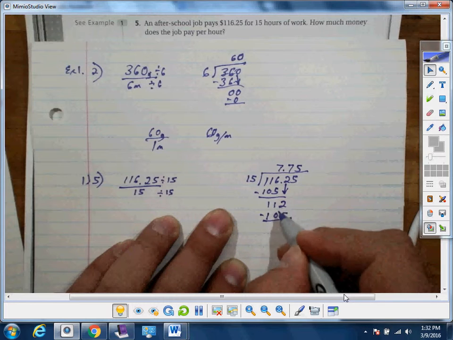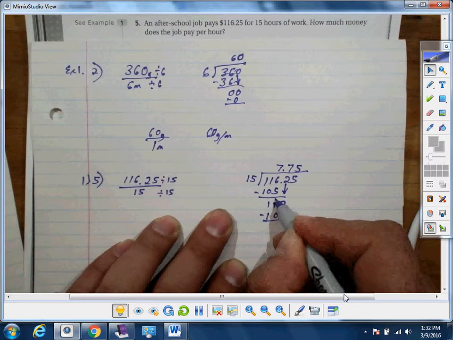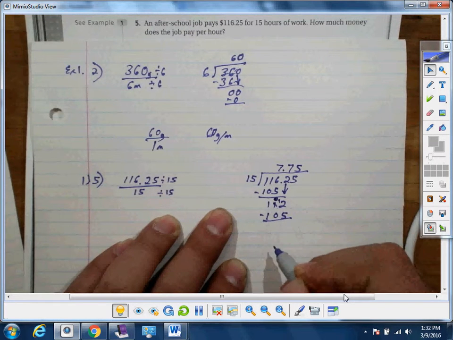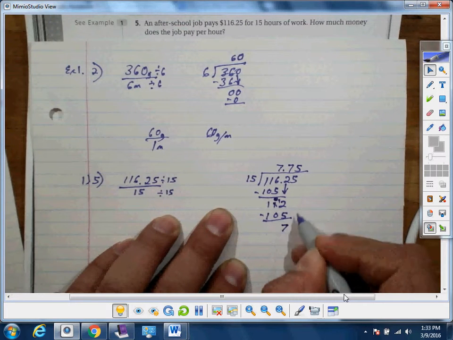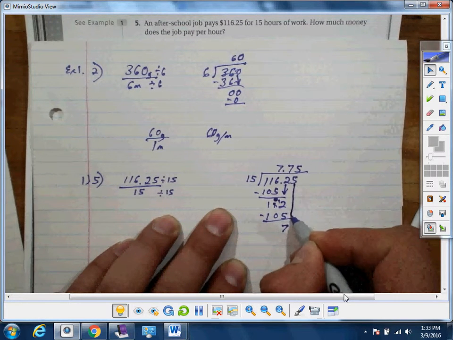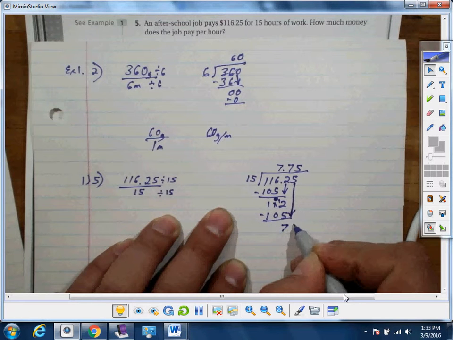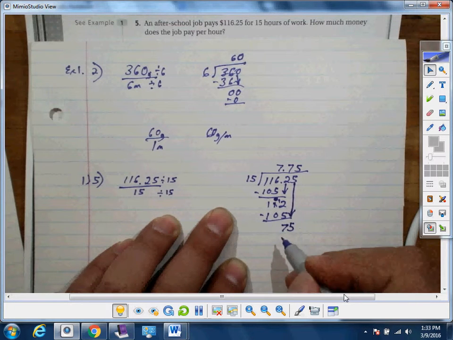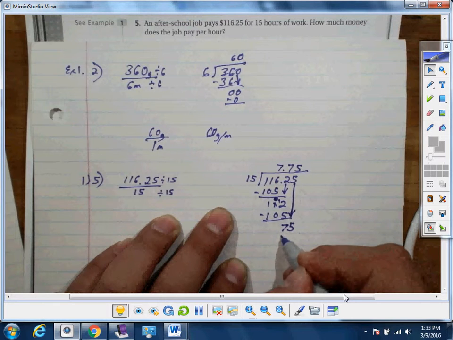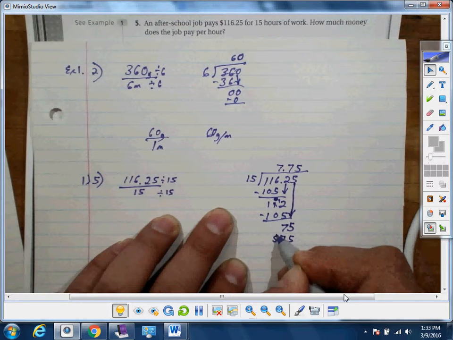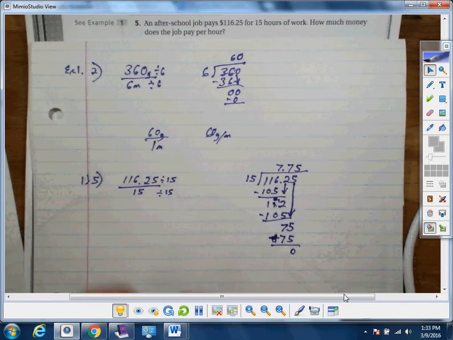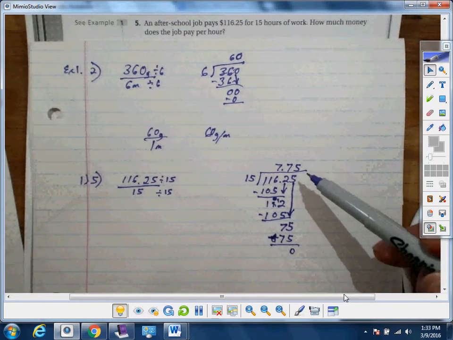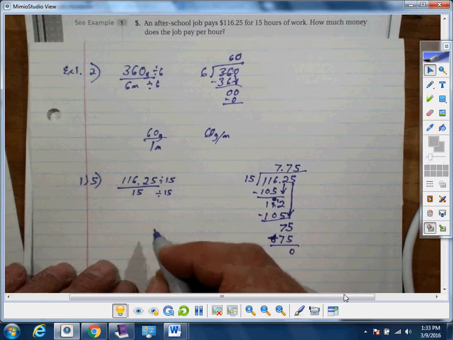I can't take 5 from 2, so I have to borrow from that one. So I get 0, and that makes that a stop. 12 take away 5 is 7. I then bring down my 5, excuse me. That makes it 75. And 15 times 5 is 75. Oops, subtraction. And I get 0 left over. So what you wind up with is $7.75 per hour.